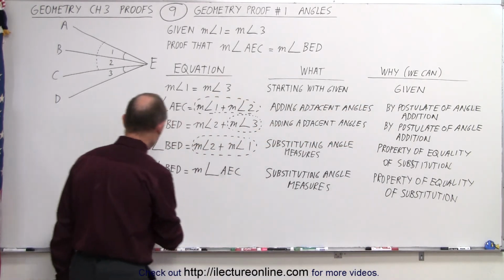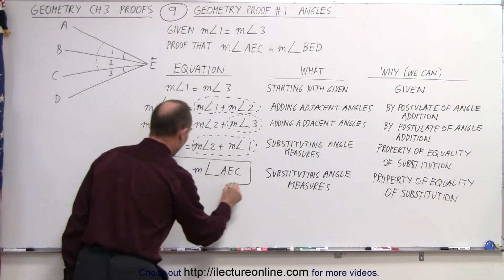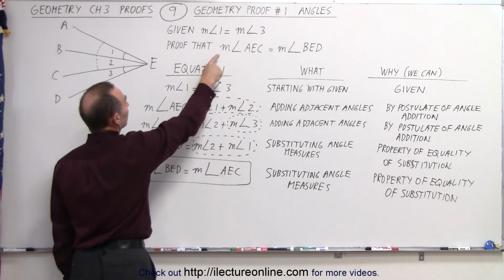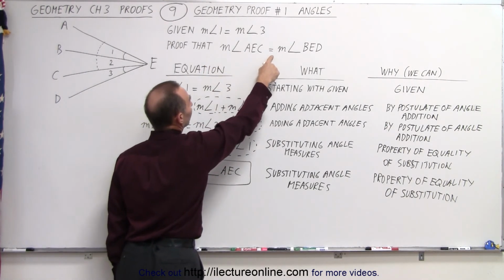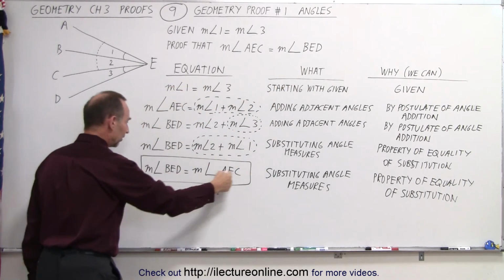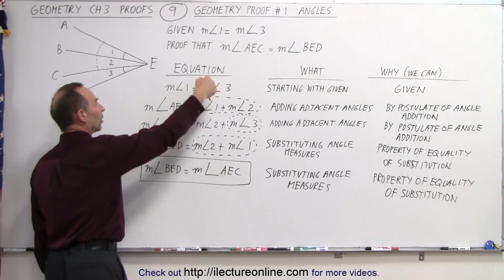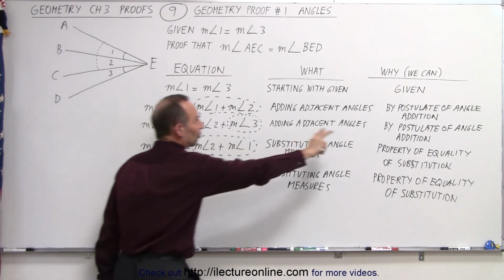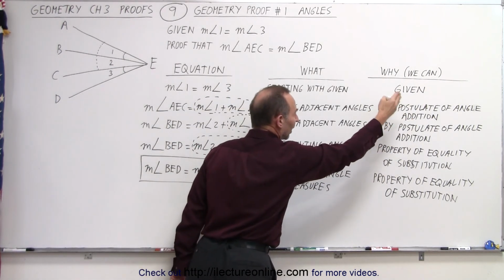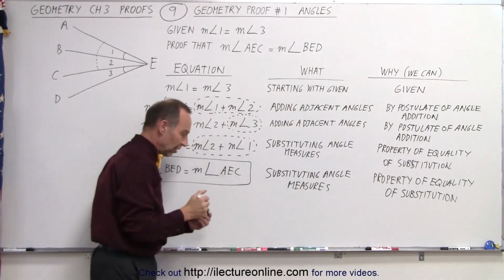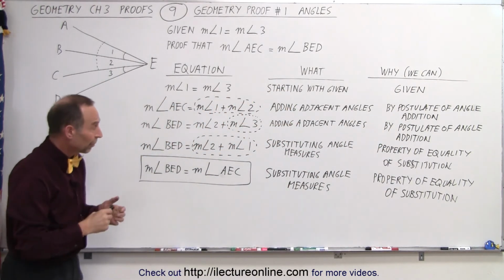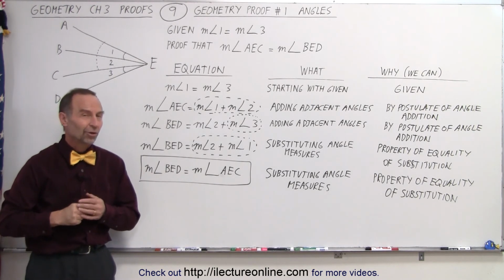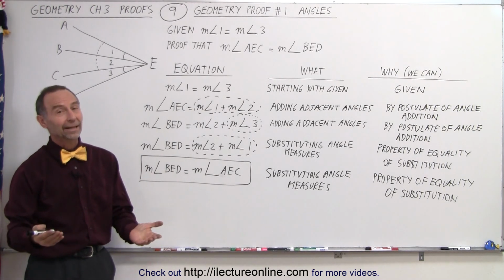Now, take a look at this statement, and take a look at what I was trying to prove. I was trying to prove that the measure of angle AEC is equal to the measure of angle BED, and that's exactly what I have here, starting with what was given and putting in equations that were justified by the postulates and by the properties of equality used from our list. And so therefore I was able to prove that yes, those angle measures are indeed equal, and that is how it's done.